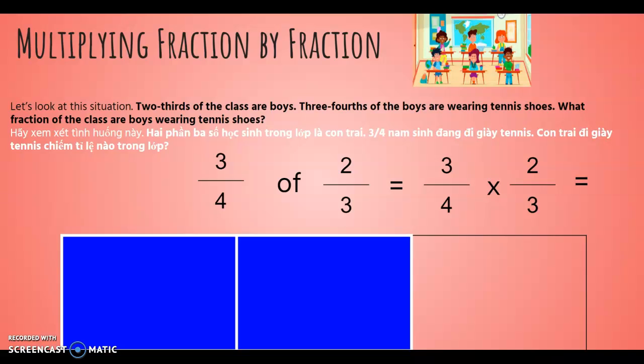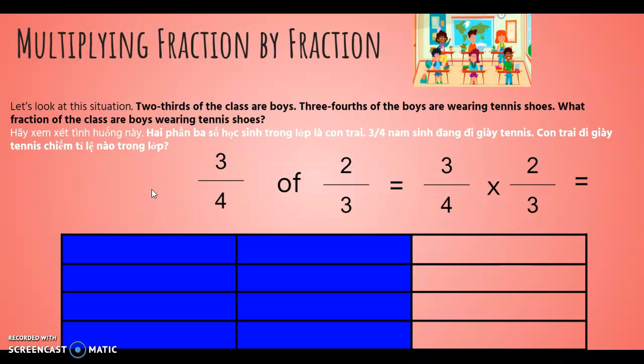So when I see this, I want you to recognize that when you see that word of, it's the same as multiplying. Okay, you see this word of? It's the same as multiplying. So 3/4 of 2/3. So we have 2/3 of the class that are boys, but 3/4 of this 2/3 are boys wearing sneakers.